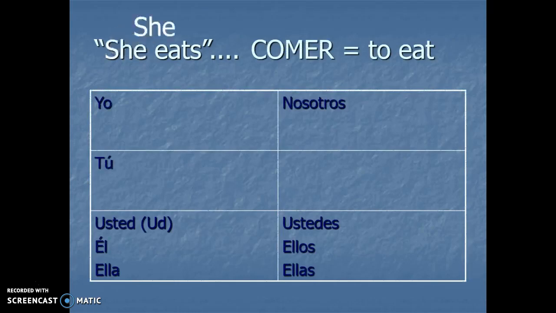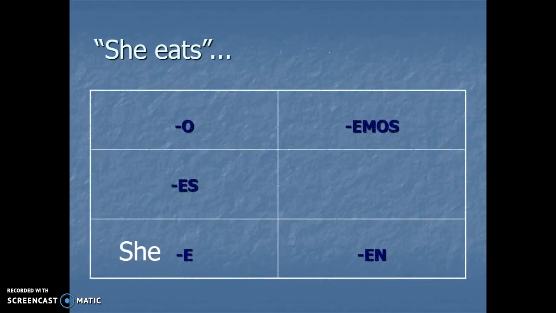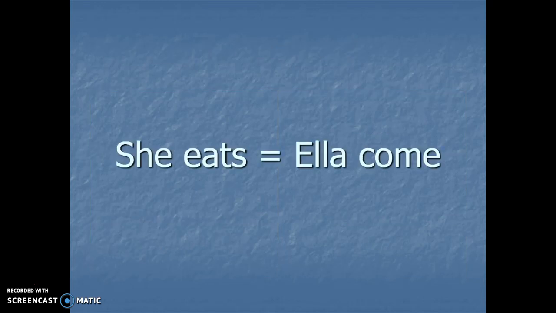Let's do another one. She eats. Comer is the verb to eat. Okay? She would be ella. So we got that part. We take off the ER and our ending is the E. So our answer is she eats, ella come. Ella come. She eats.